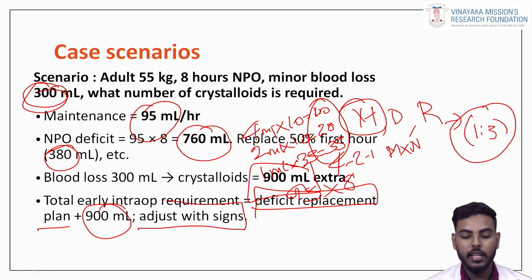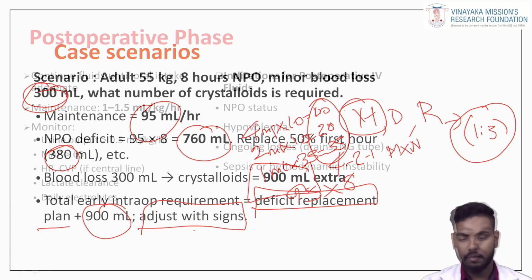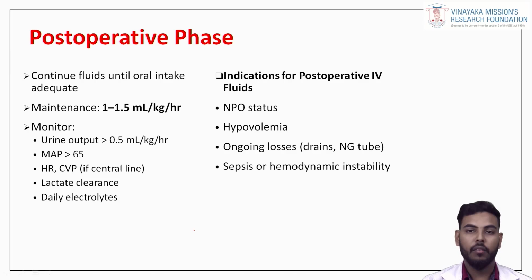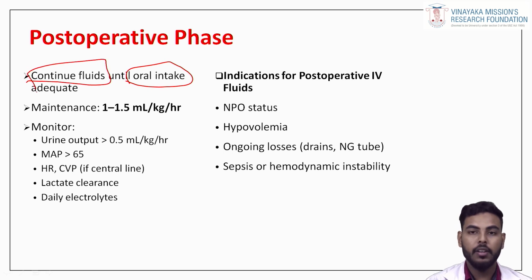So we have to adjust with the clinical signs, whatever we are monitoring; we have to adjust the fluid according to the clinical signs. So that is fully about the intraoperative phase. In the post-operative phase, we have to continue the fluids until oral intake is adequate, that is, when the patient is overcoming the NPO status. When the patient is shifted to the PICU, at that time also they will be continuing the IV fluids.